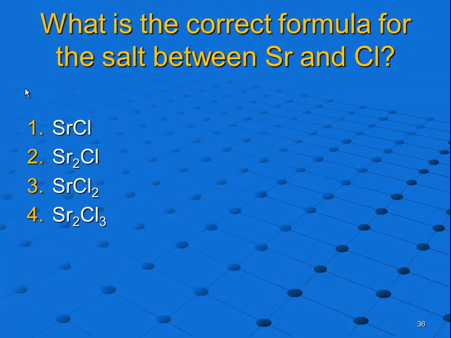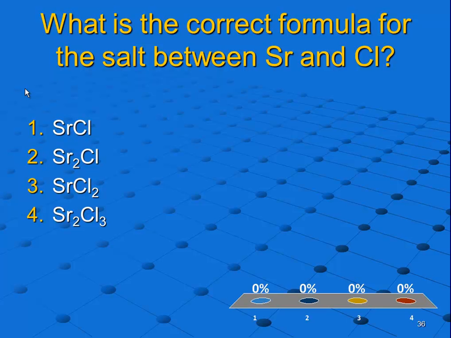So in this case, it is going to be strontium 2+, and it's going to combine with the appropriate number of chlorines at -1 to balance that charge. And that means that formula is going to be correct if you choose 3, SrCl2. There has to be 2 Cl's because each one carries a -1 charge, and 1 Sr, which has a charge of 2+.